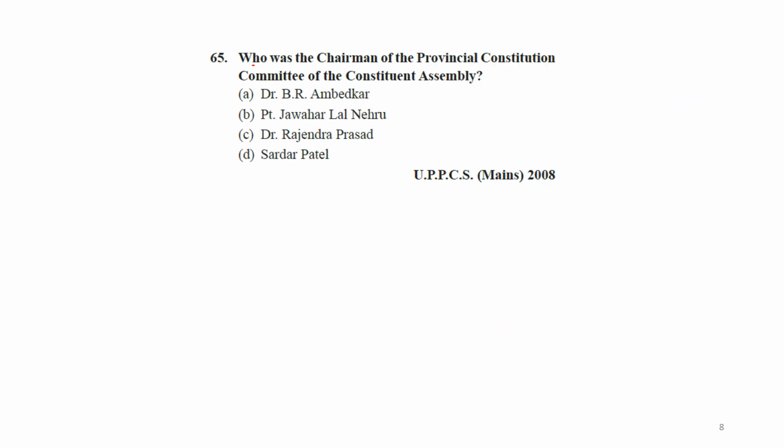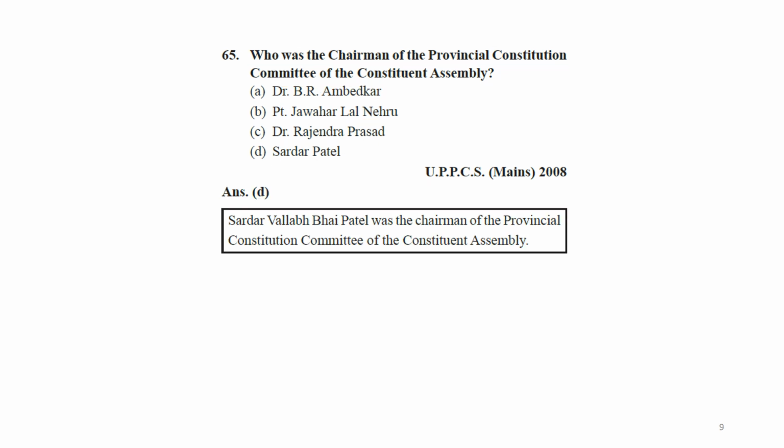Next, who was the chairman of Provincial Constitution Committee of the Constituent Assembly? Dr. B.R. Ambedkar, Pandit Jawaharlal Nehru, Dr. Rajendra Prasad, Sardar Patel. You can answer this question: Sardar Patel, as we have seen in the previous question's explanation. Sardar Vallabhbhai Patel was the chairman of Provincial Constitution Committee of the Constituent Assembly.